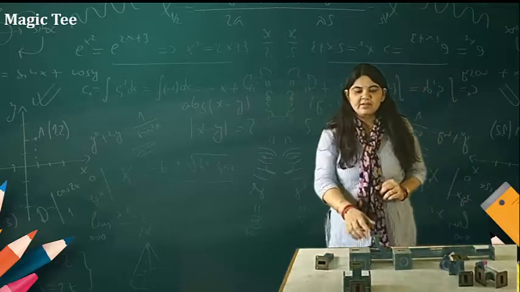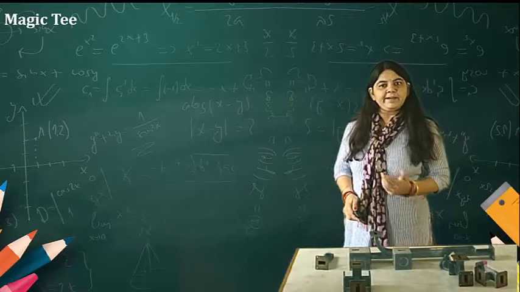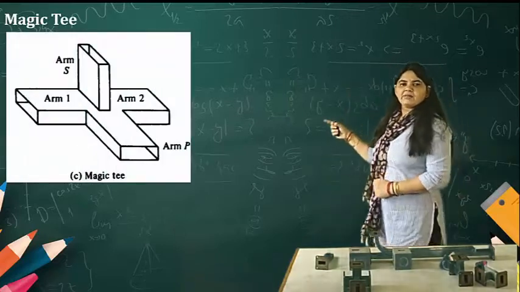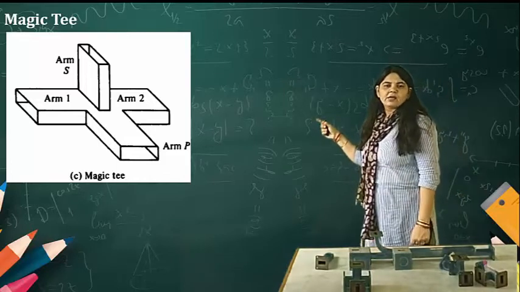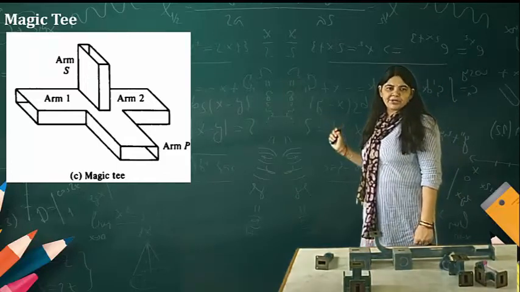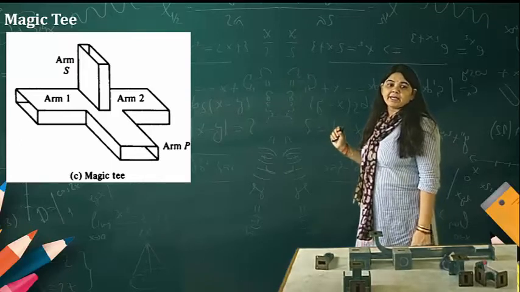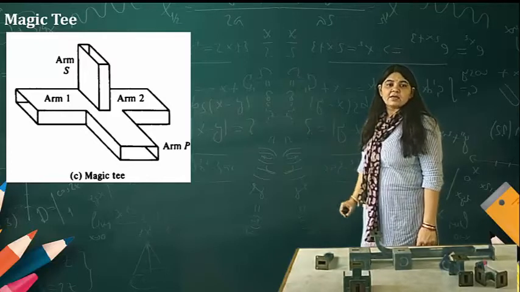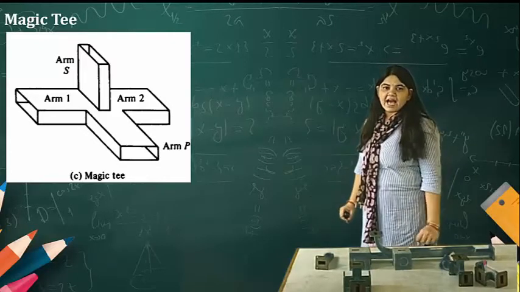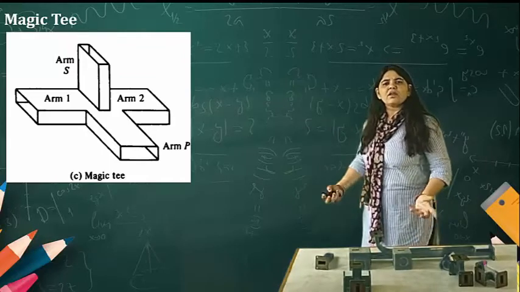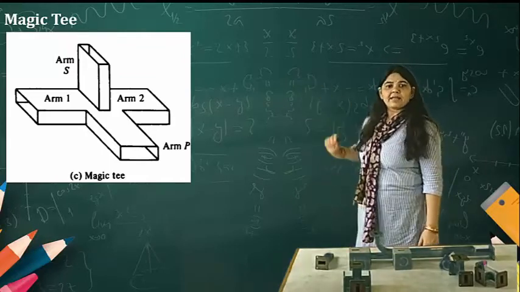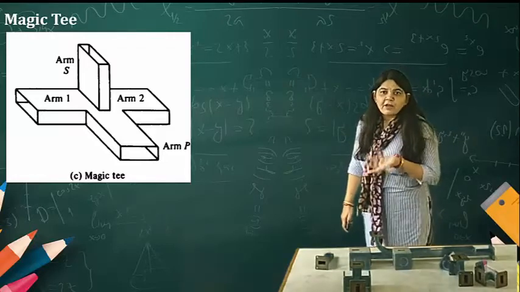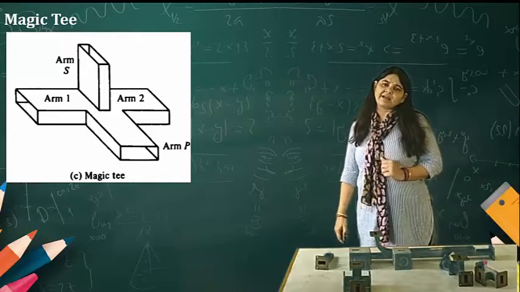Now, as you know, we have studied the E plane T and H plane T in detail. From the diagram, you can see carefully that arm number 1 and arm number 2 are the collinear arms. Arm number P and arm number S are known as the side arms. Arm number P is your E arm and arm number S is your H arm, parallel to the electric field and the magnetic field respectively.